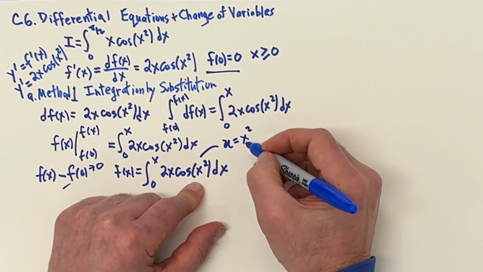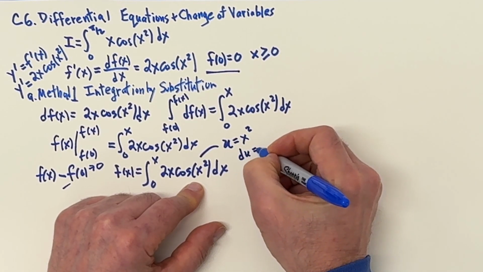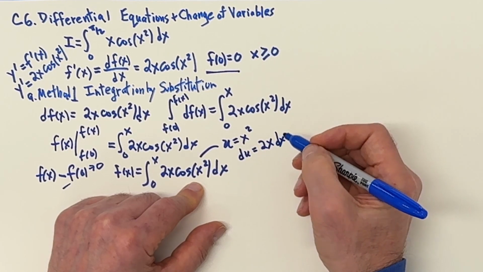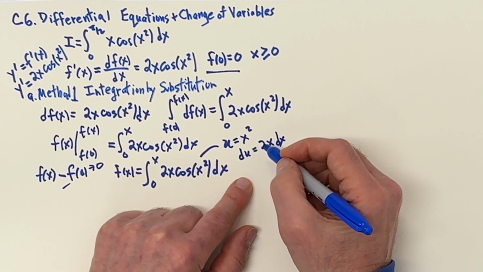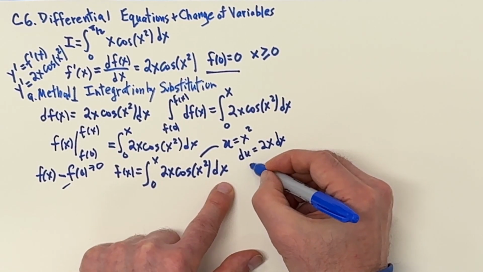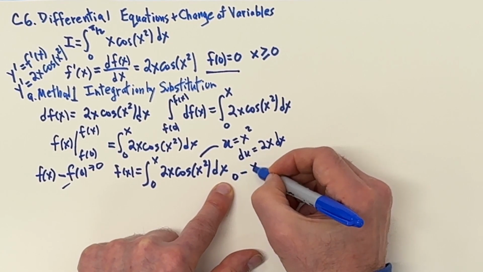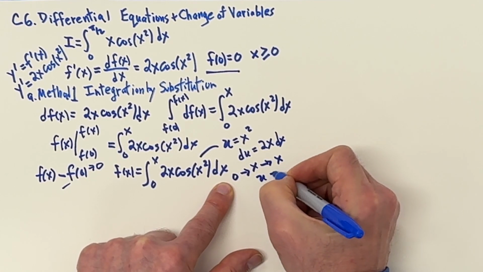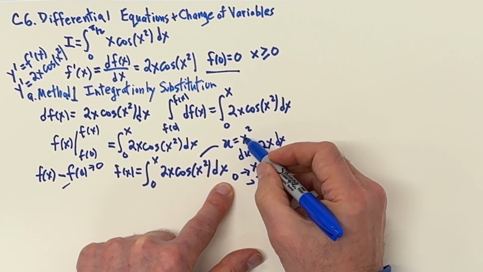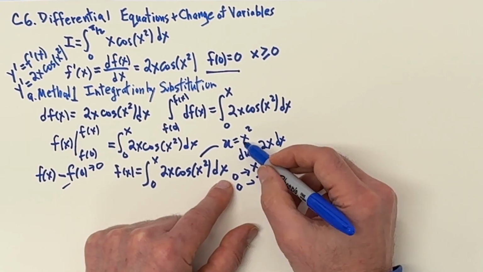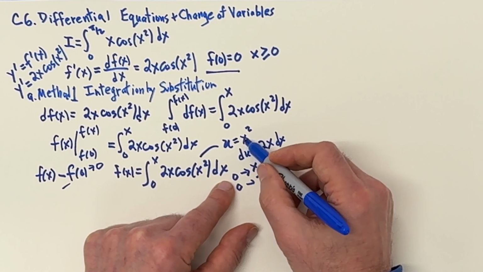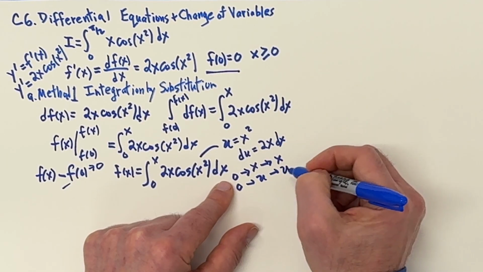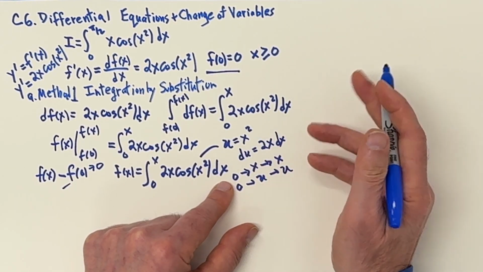And doing that, we have du is then 2x dx. Now you have to be careful: when x goes from 0 to x, what does u do? Well, when x is 0, u is 0. So for the u variable, when x is 0, u is 0. And then u is going to simply go to u, the full value. When x is x squared, u is u.